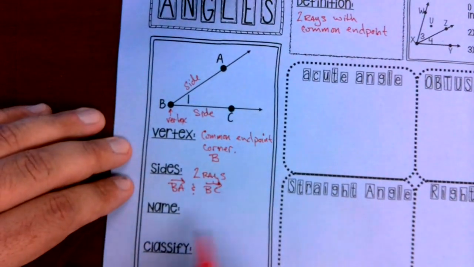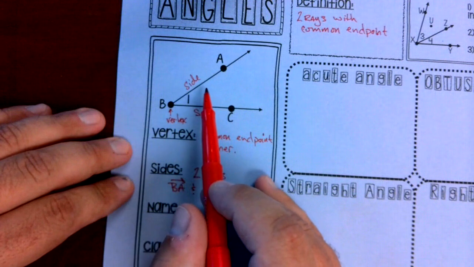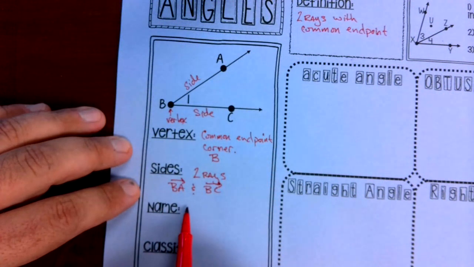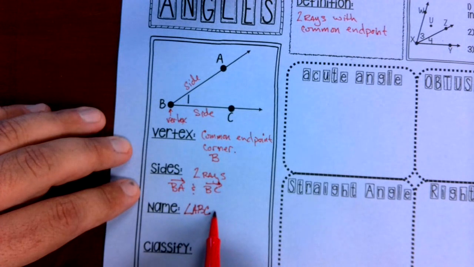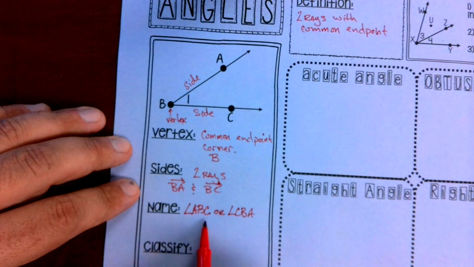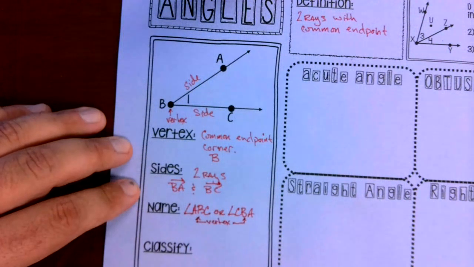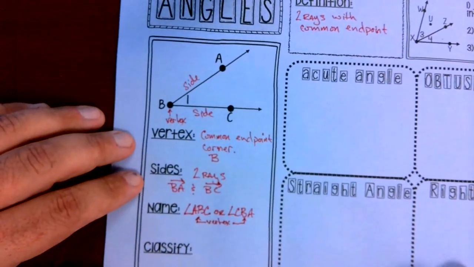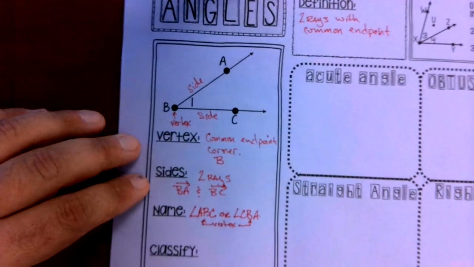Now, when we name this, there's lots of different ways we could name this. We could name this angle ABC, or I could name this angle CBA. Notice here that either way I name that, the vertex is the middle letter. And you've got to make sure that the vertex is the middle letter. That makes sure that we all know just exactly what we're talking about there.